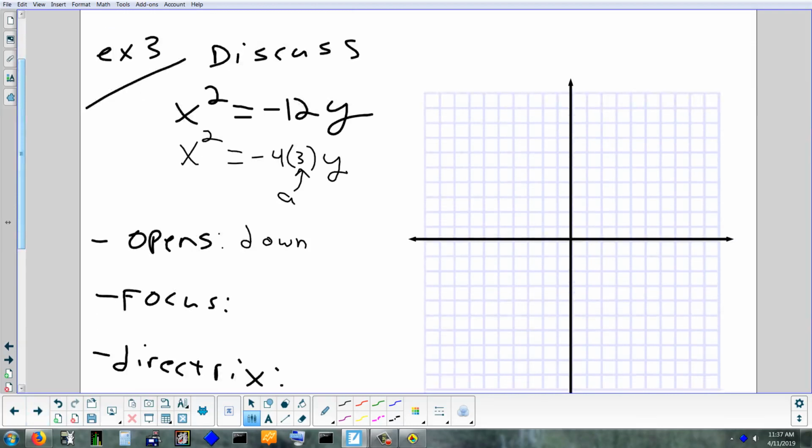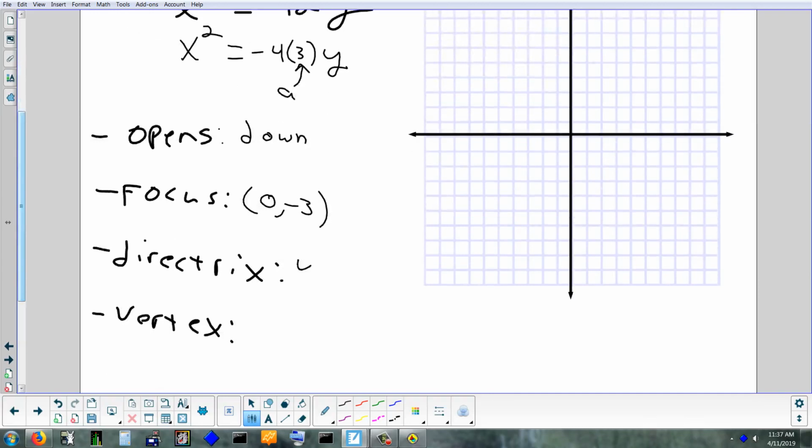0, negative a. Well, a is 3. So what's the focus? 0, negative 3. Directrix. Okay, formula for that. y equals a. So in my case, y equals 3. Okay, we got the directrix.